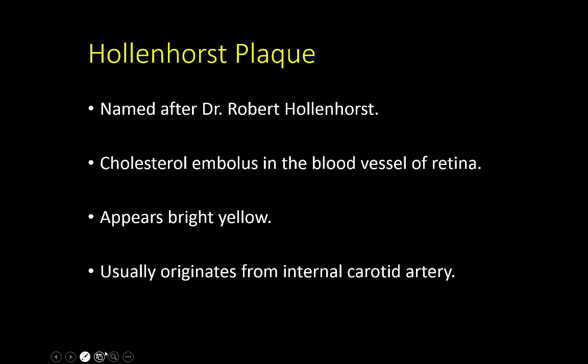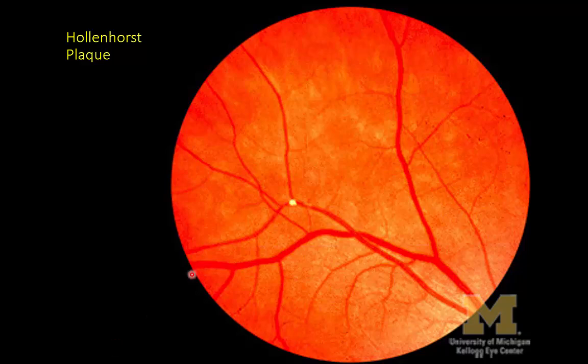Now, the next finding we don't see very often, but it's really important in neurology, and this is the Hollenhorst plaque, named after Dr. Robert Hollenhorst, who first described it. What it actually is, it's a cholesterol embolus in a blood vessel, usually an arteriole, within the retina, and it appears bright yellow. Almost always this occurs from cholesterol plaques, which then break up from the internal carotid artery, travel down the internal carotid, into the ophthalmic, into the central retinal artery, and then lodge often at a bifurcation. They're quite refractile.